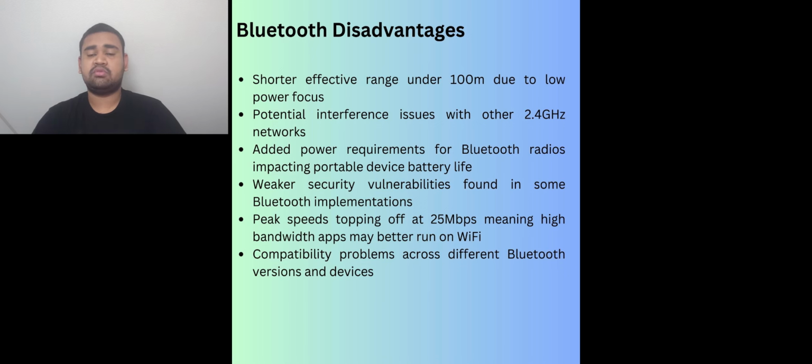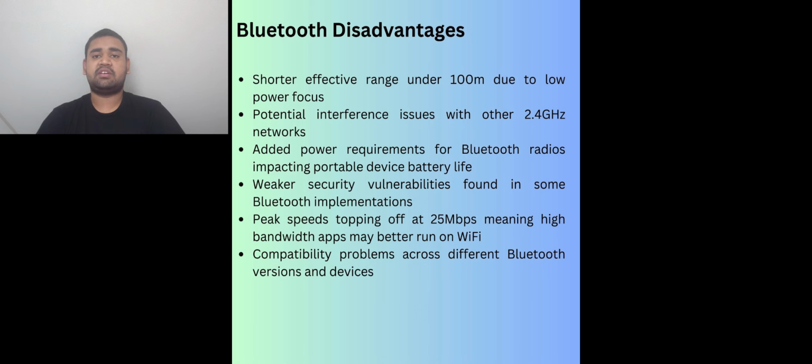Well, unfortunately, with all those advantages, there are definitely some disadvantages to everything, and Bluetooth is not an exception. All this comes with its disadvantages, like its effective range is actually very short. The shorter effective range is more or less under 100 meters due to low power focus. It focuses more on efficiency, so it needs to keep its range of effectiveness very low so the data signals are relatively kept very strong.